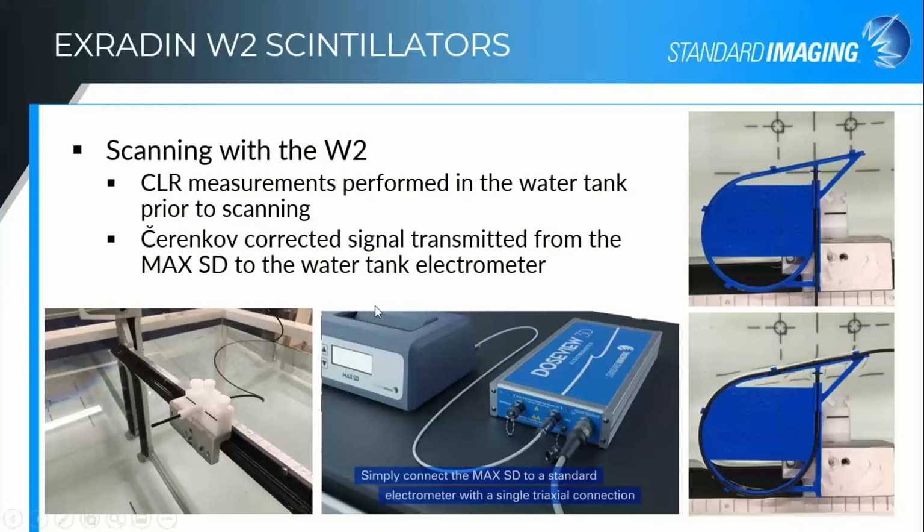That optical fiber is then plugged into the Max SD so that it can take in that optical signal and perform the Cherenkov correction. And then the corrected signal is output from the Max SD to your water tank scanning electrometer. This is our DoseView 3D system. But the idea here is really the Max SD is a pass-through, and the water tank electrometer doesn't have to know about it, doesn't know that there's anything going on there. To the water tank electrometer, it looks like you're scanning with a diode, because you don't apply bias to it, but anytime there's an irradiation, there's a signal received by the water tank electrometer.